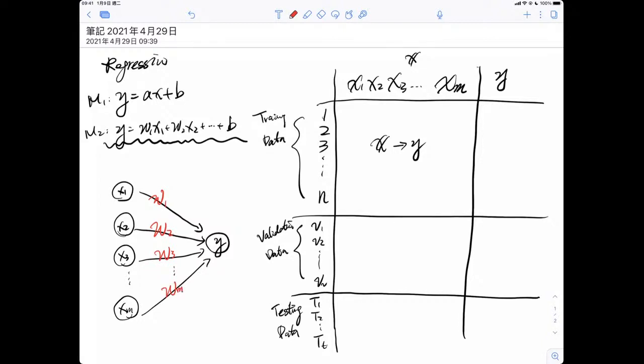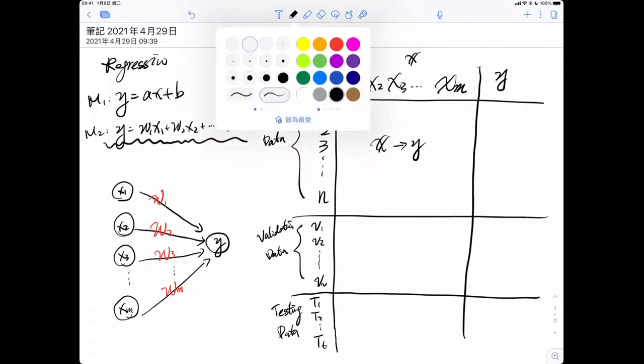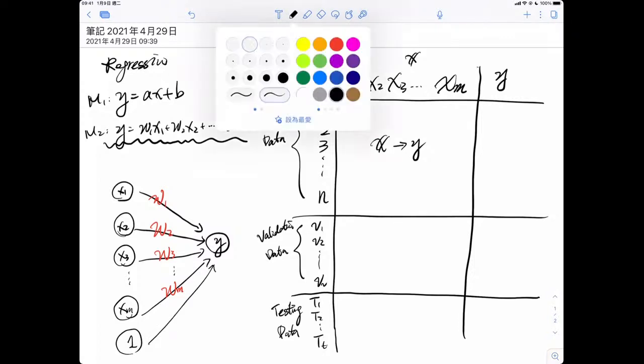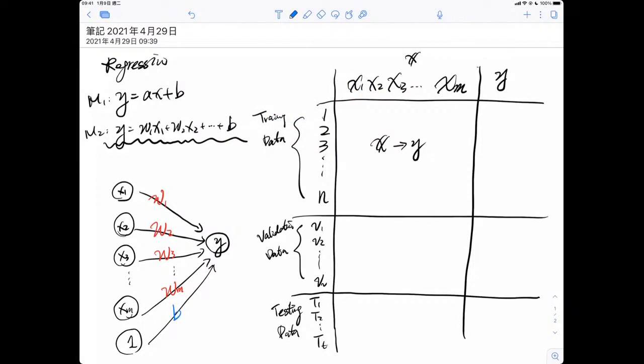And of course, sometimes you have to, but don't forget that you have one more node right here. We simply write 1 right here, or b. So y equals x1 times w1 plus x2 w2, and so on to xn times wn, plus b, if we write this in this way.